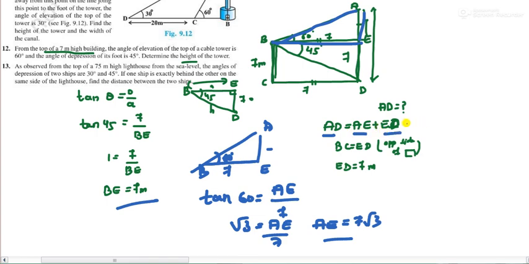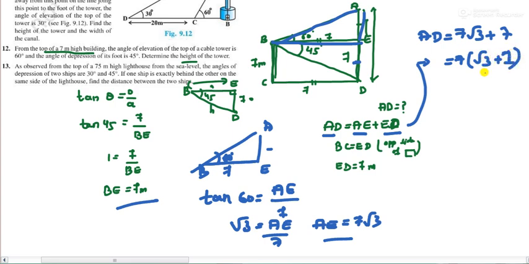AD is how much? AE plus ED. So in this, if you substitute, AD will be equal to what? AE, that is 7 root 3 plus ED. What is ED? Yes, even that is 7. So 7 is common. If you take it out, you will get 7 into root 3 plus 1. This is the answer. Since it is height, it will be meter. Okay. So I hope you understood this question as well.